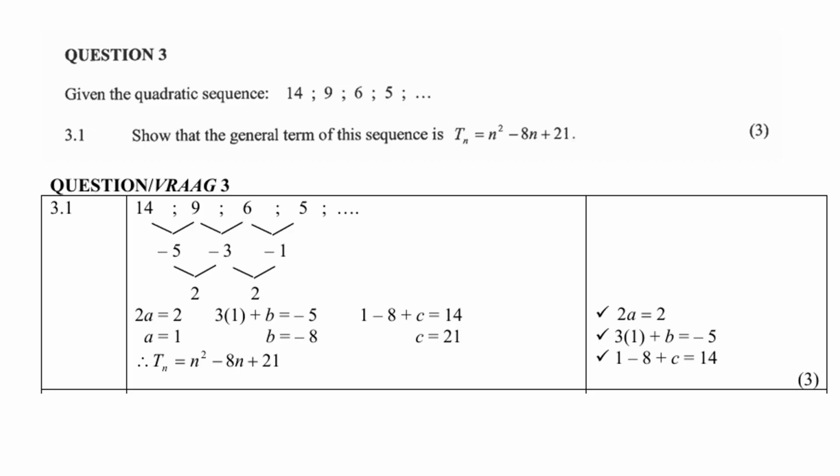So remember, you have to write down the sequence as 14, 9, 6, 5. Then you'll find the first difference. How do we do that? You subtract, you take the second term minus the first term. So it's 9 minus 14 is negative 5. Then you say 6 minus 9 is negative 3. And then 5 minus 6 is negative 1. So that's how you do the first difference.